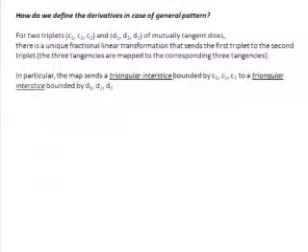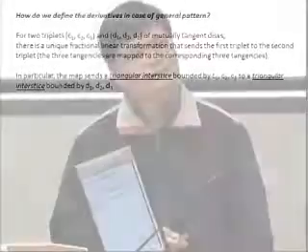First of all, how do we define derivatives in this case? Because in a regular pattern, you can do numerical analysis. What happens if you have a general pattern? Well, we can use Möbius transformations. The idea is that for any two triplets of mutually tangent disks, there's a unique fractional linear transformation that sends the first triplet to the second. Basically, you take the tangency points to the tangency points, and the three tangency points determine the fractional linear transformation.